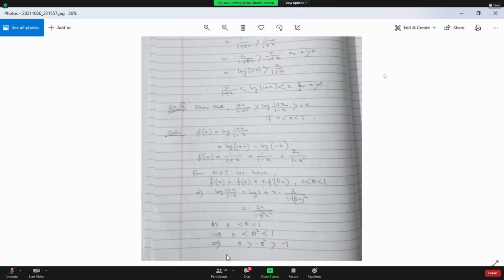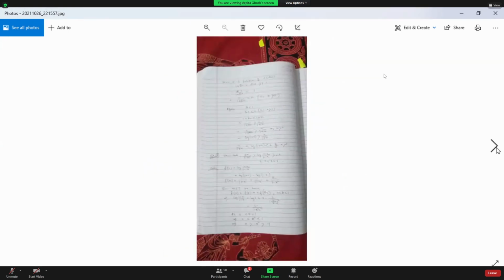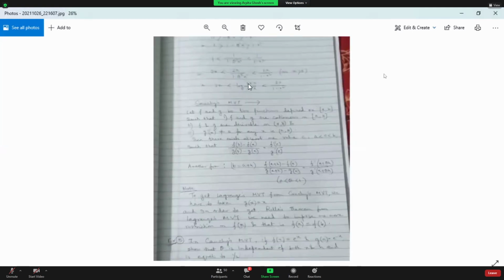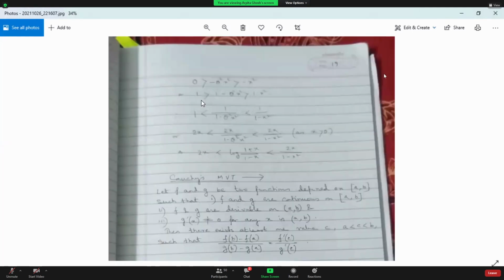1 minus theta square x square we want. So we'll add 1 throughout. 1 greater than 1 minus theta square x square greater than 1 minus x square. Okay. So after that, we have to take the inverse. So 1 greater than 1 minus theta square x square greater than 1 minus x square. If we take the inverse, 1 by 1 minus theta square x square. This will be 1 by 1, there is 1. This will be 1 by 1 minus x square. Sign will be changing now. This is 1 less than 1 by 1 minus theta square x square less than 1 by 1 minus x square.